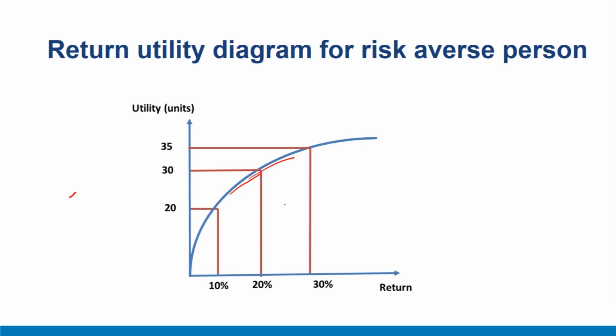For example, an increase of 10% from 20% to 30% in returns here will lead to an increase of 5 utility points, that is change in utility of 5 points. However, if you contrast this from 10% to 20%, this reflects a change of 10 utility. That means initially they generate a higher increase in utility, but as more and more wealth is generated, the utility is decreased.